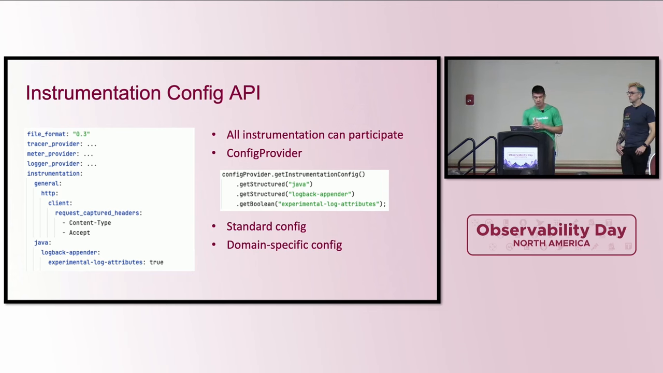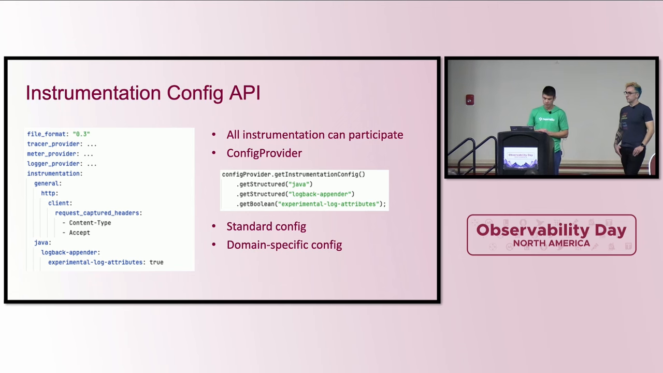Here I've included a little code snippet showing how this works. Instrumentation starts with a reference to config provider and walks down the tree structure shown in the YAML on the left, first accessing the Java node here, then accessing the logback appender node, then reading a relevant Boolean property and initializing accordingly.